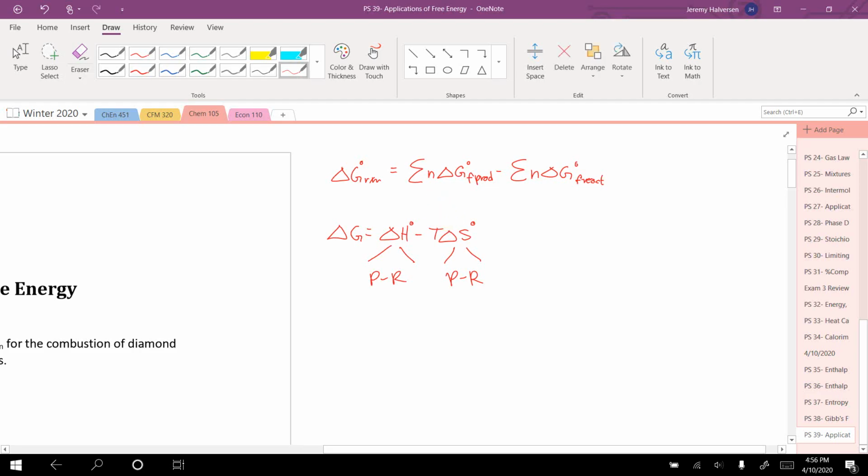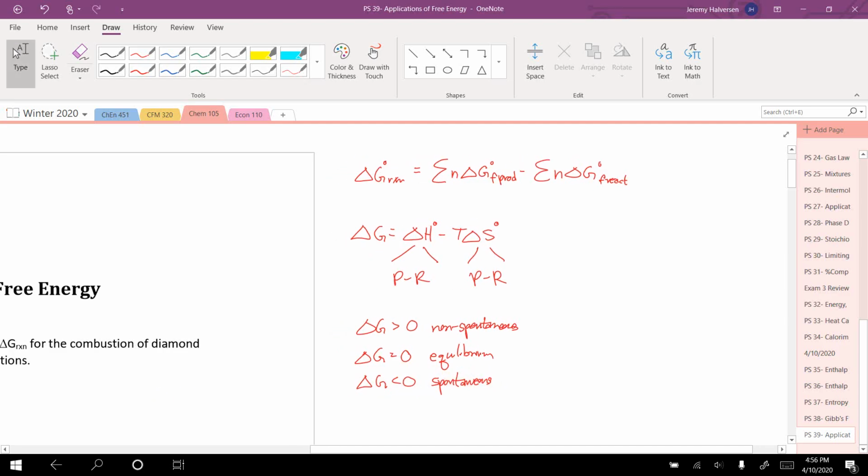And the other idea to remember is that delta G is greater than 0 for non-spontaneous. Delta G is equal to 0 at equilibrium. And delta G is less than 0 for a spontaneous process. And that should get us through most of the problem set. So let's keep going.